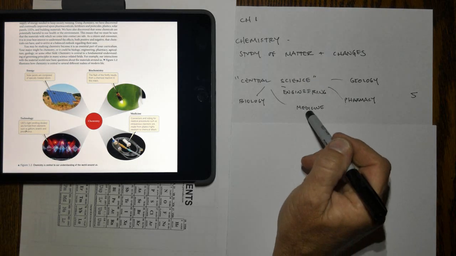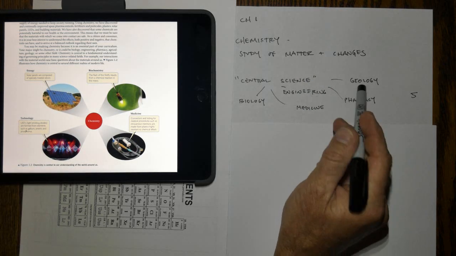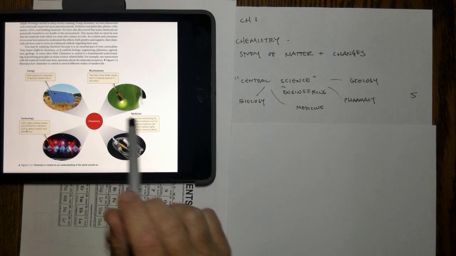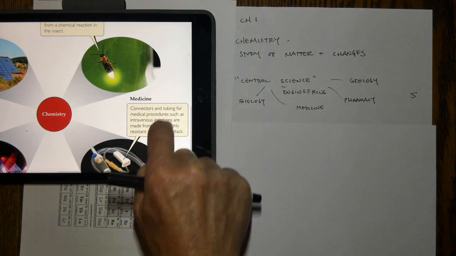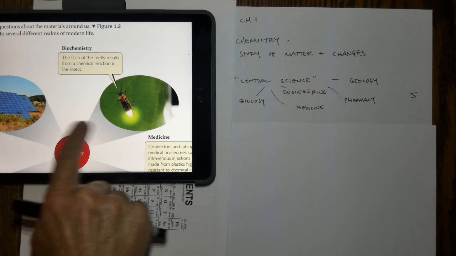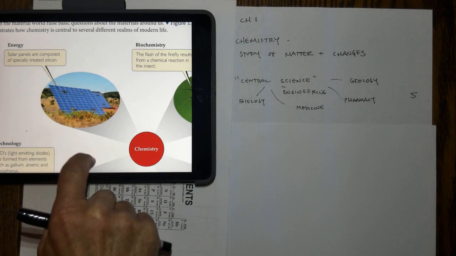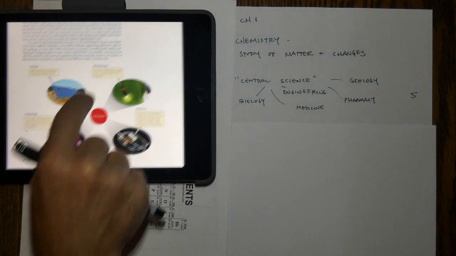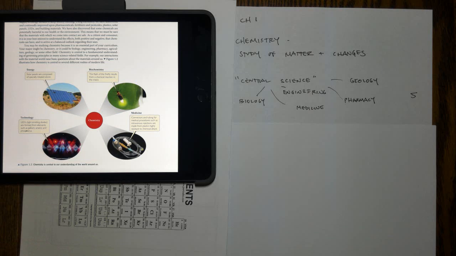And so if you're going into medicine, engineering, pharmacy, geology, or biology, there's connections between all those things. Chapter 5 in our textbook shows how it connects to medicine, how it goes to biochemistry, how it connects to the energy around us, and how it connects to technology and the uses all around us as well. That's the study we're going to do this particular year.